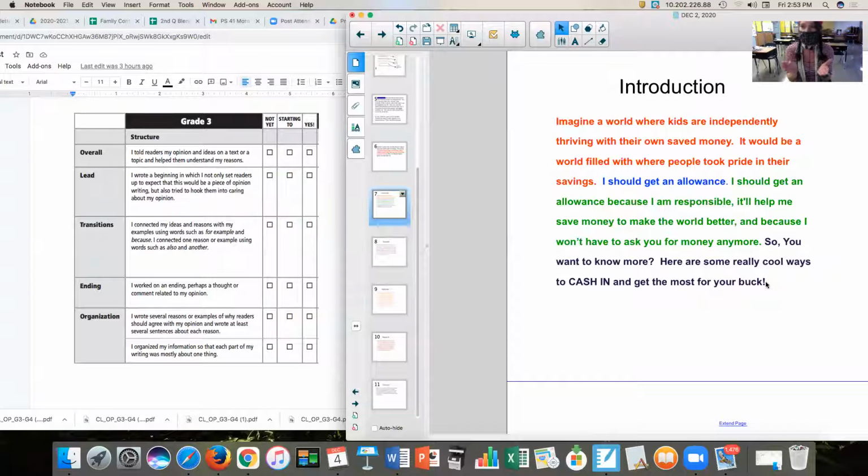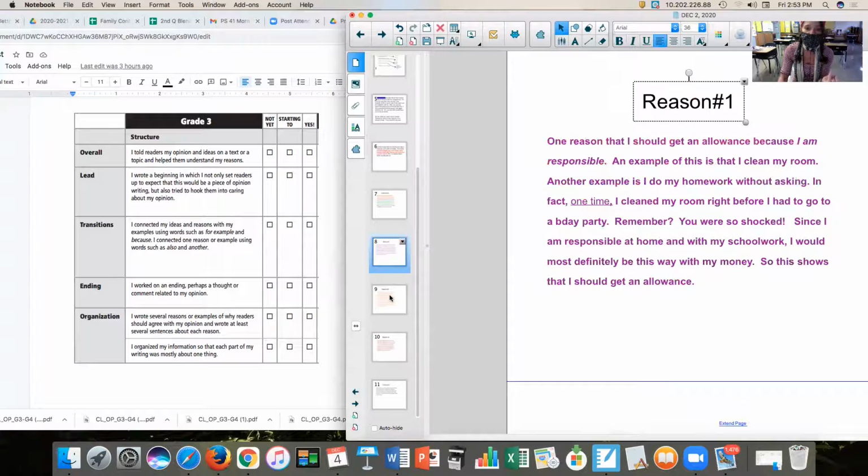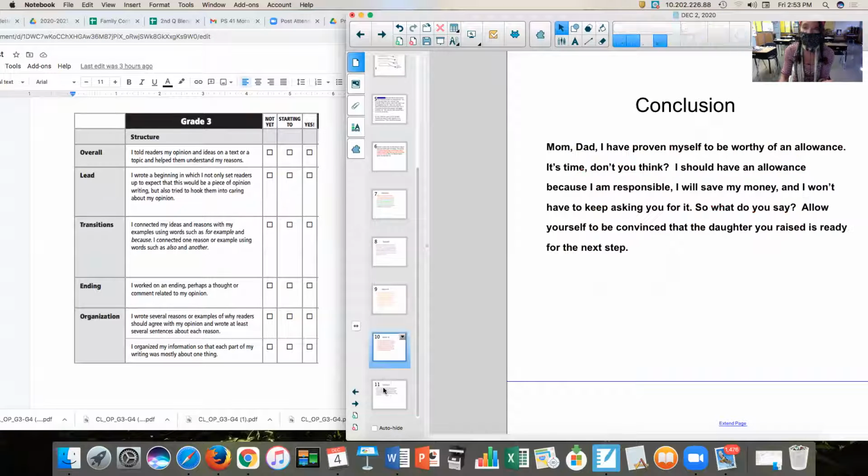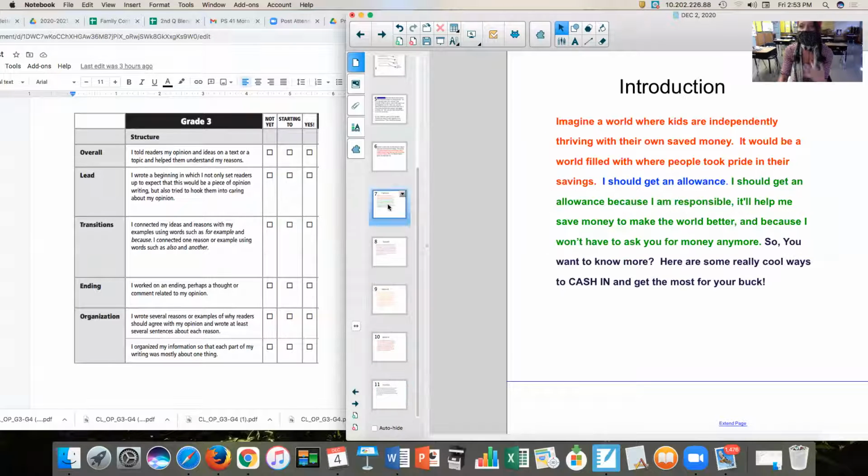But the reason why I asked you to print out the paper that was on the Google Classroom was because there was one page for your introduction, one page for a reason, one page for a reason, one page for a reason, and one page for a conclusion. And normally you don't do that. Normally when you write, you just go on to the next thing. When you read a book, you just go to the next thing, the next chapter, the next page. But I wanted it for the sake of organization for you right now, because this is your first official essay.